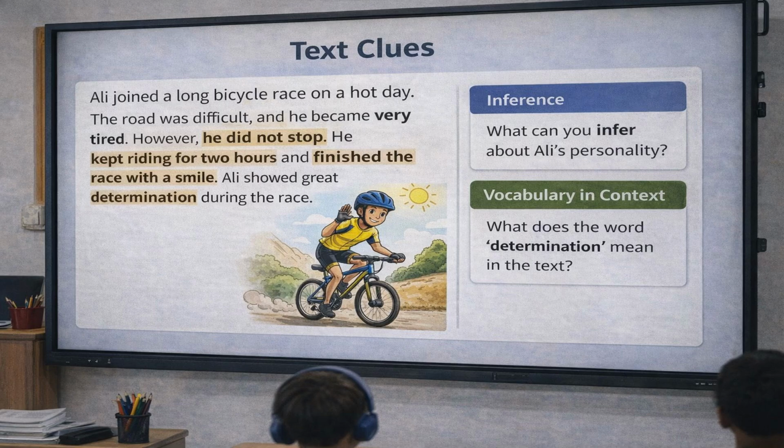He did not stop. He kept writing for 2 hours. Finished the race with a smile. These clues show that Ali is determined. He does not give up, and he stays positive.